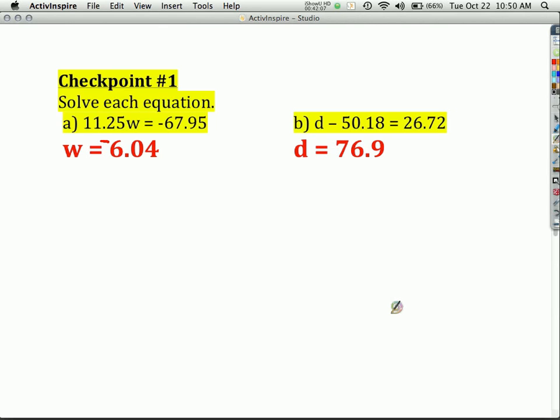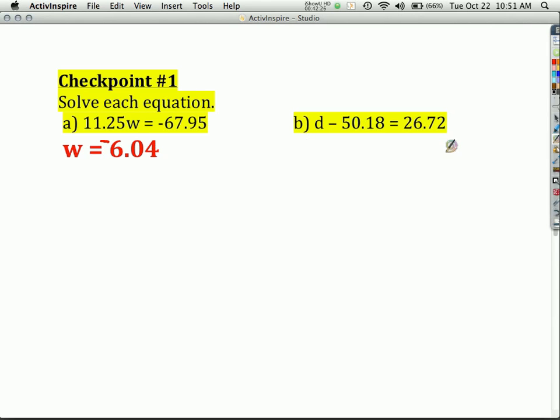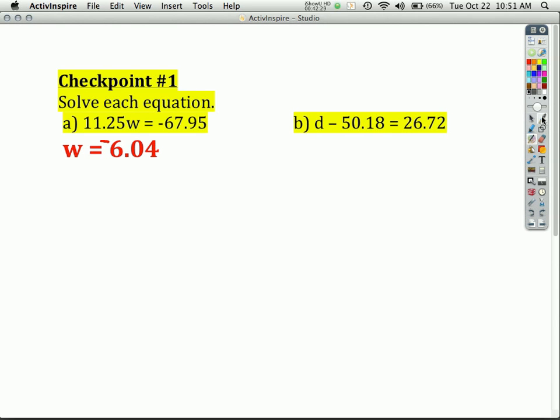Comments or questions on how we did that? Isabella? Okay, what did you get? 82. Okay. Well, first let's check and make sure you copied the question right. Is this D minus 50.18 equals 26.72? Okay. And so we draw our T. Is that what you did first?